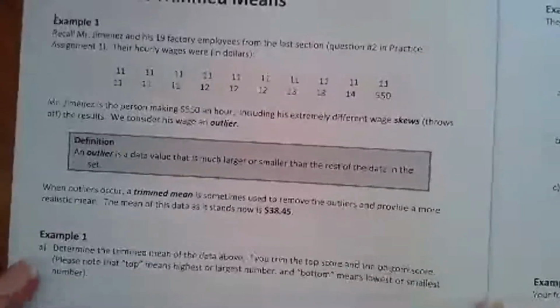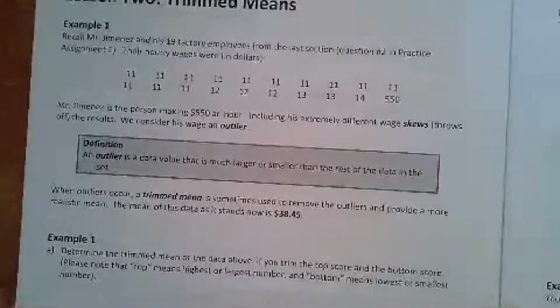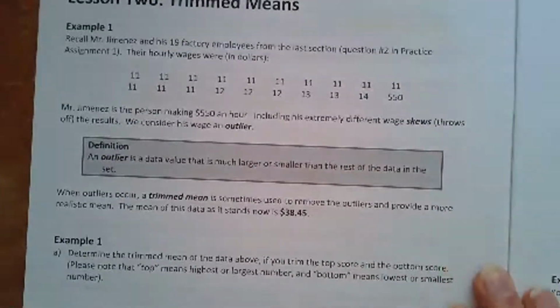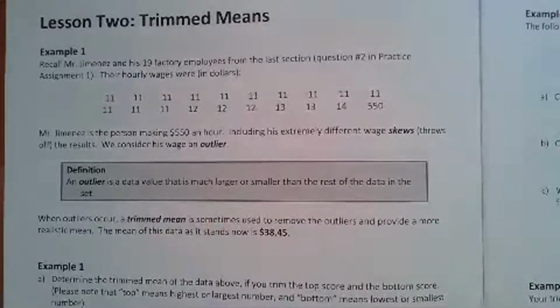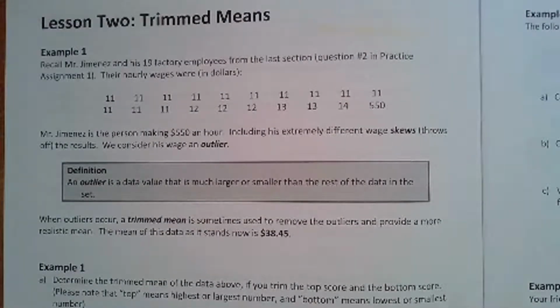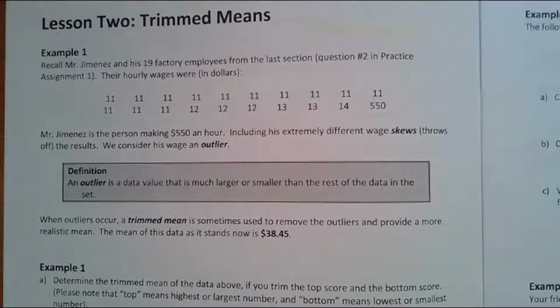Okay, so lesson 2, a trimmed mean. And trim, like if you were going to trim your hair, you'd be cutting your hair, right? And that's exactly what we do to the data. We cut pieces of the data out, but again, we can't do this randomly. We have to do this.